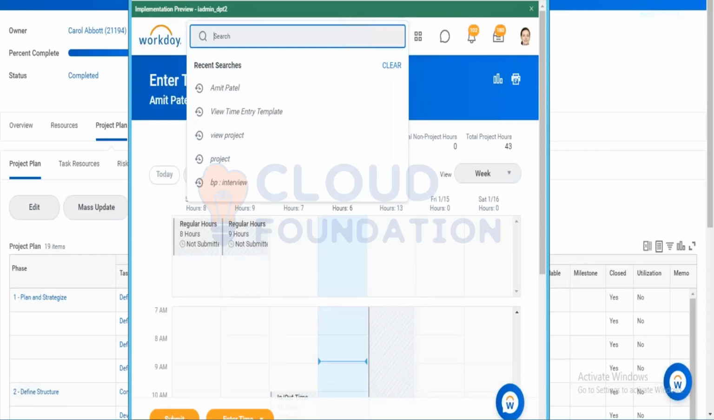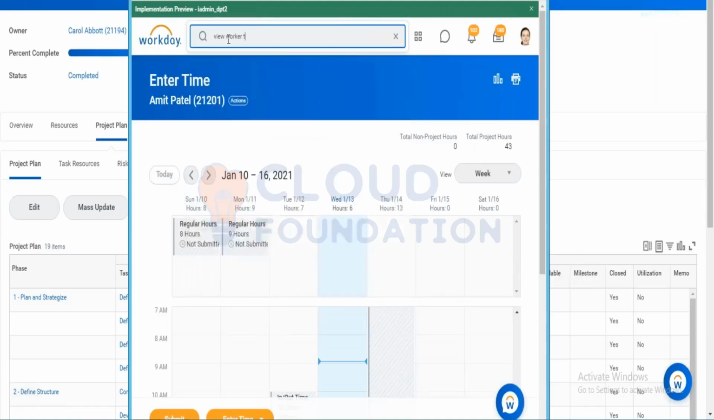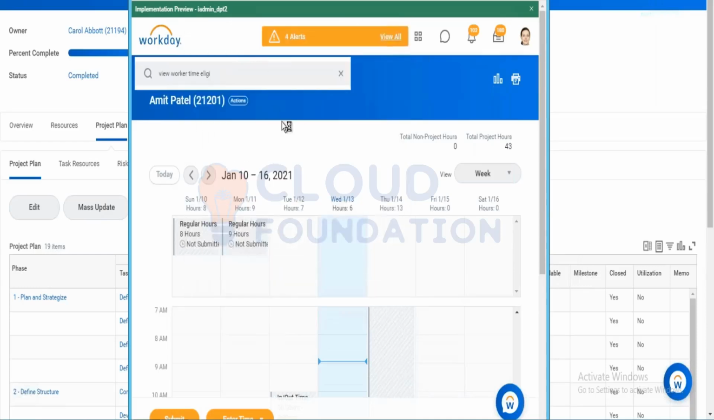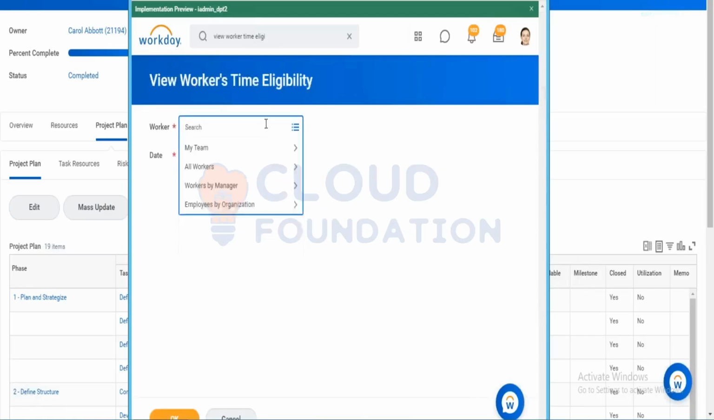So my favorite task: whenever you want to see the timesheet of a worker, you would go to View Worker's Time Eligibility. This is the best task for any time tracking person. They use this task day in and day out for any sort of break fix or any new calculations to see.